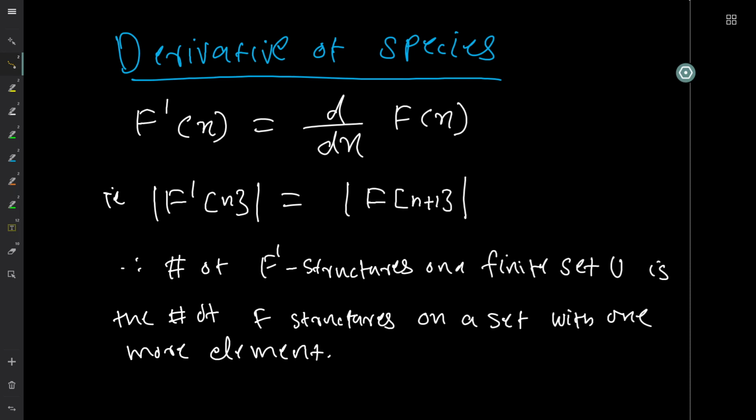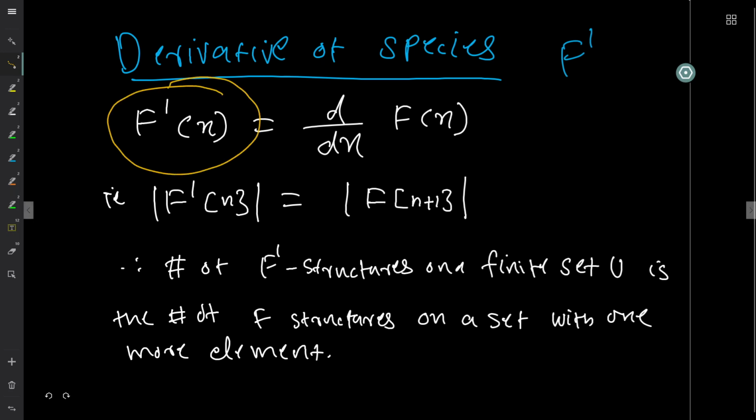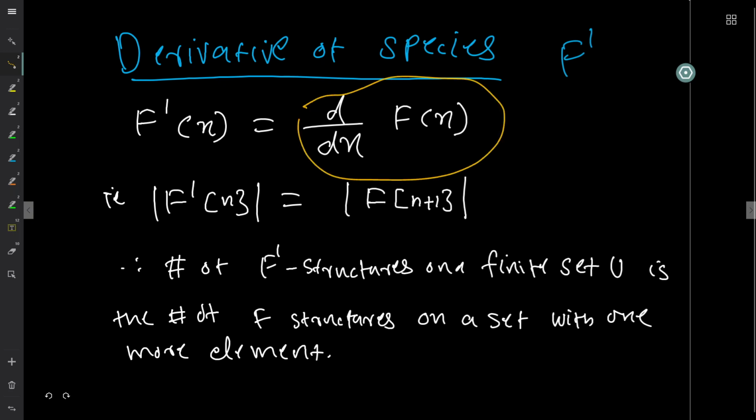Now let us talk about the derivative of a species. Given a species F, I want to look at the derivative species F prime, or F dash. Now, what do we know about the derivative of the generating function? We start with the exponential generating function f of x and look at the derivative, that is d by dx of f of x.